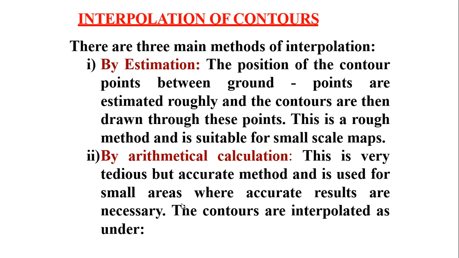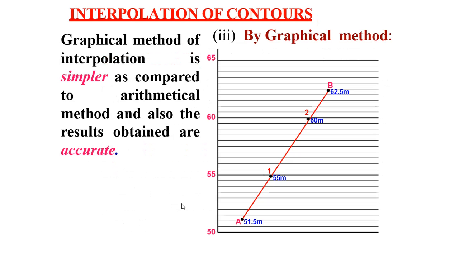There are three main methods of interpolation. Number one is by estimation. The positions of the contour points between ground points are estimated roughly, and the contours are then drawn through these points. This is a rough method and it is suitable for small scale maps. Number two is arithmetical calculation. This is a very tedious but accurate method, and it is used for small areas where accurate results are necessary.